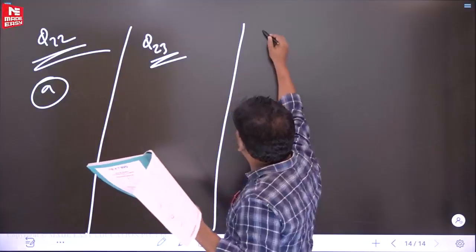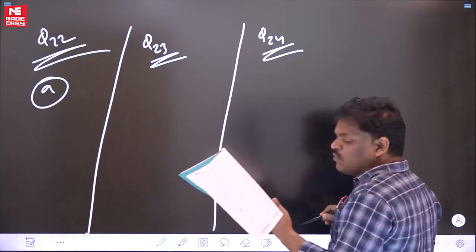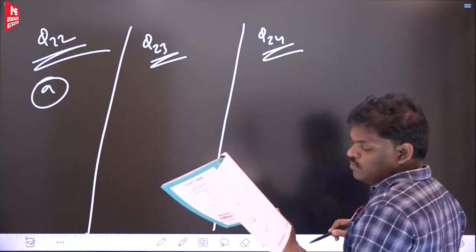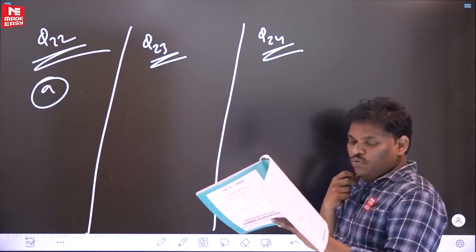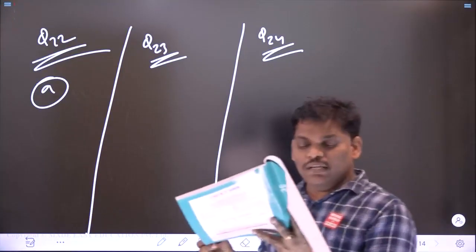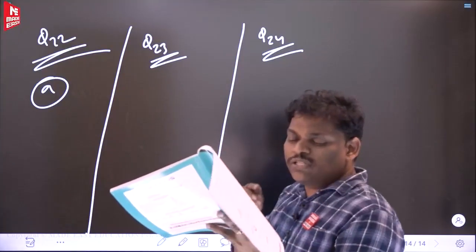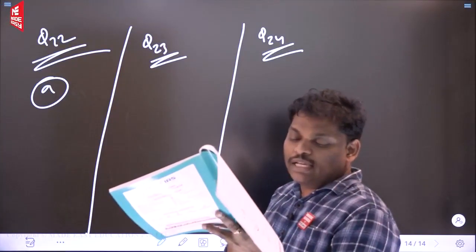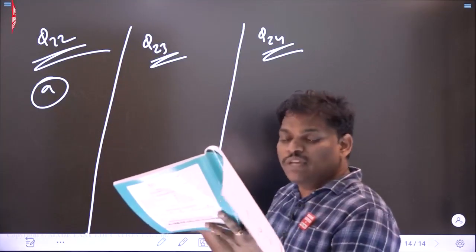Question number 24. Which one of the following statement is true? 1. As the number of entries in hash table increases, the number of collisions will increase. Entries means keys. Right? As the number of entries in the hash table increases, number of collisions will increase.